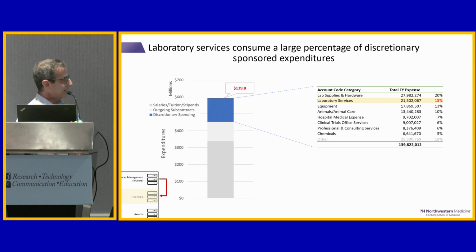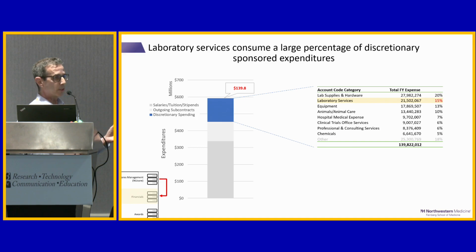If we go a little bit deeper into the financial system and look at how that discretionary spending occurs, we can see that the second largest category of spending after lab supplies and hardware is laboratory services, which includes all of the core facilities. There was about $21 million spent in the core facilities in fiscal year 23. That represents 15% of this discretionary pool, and it's the second largest amount.